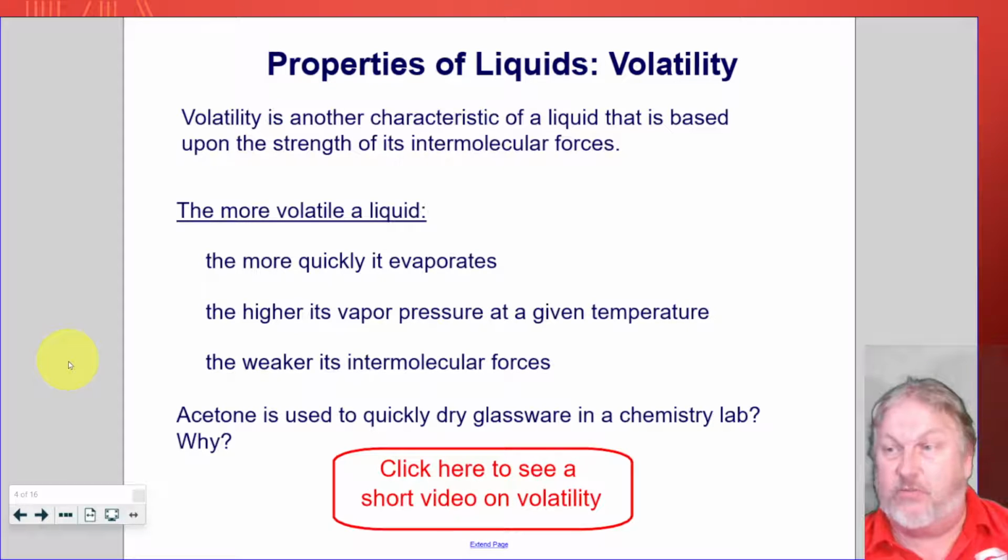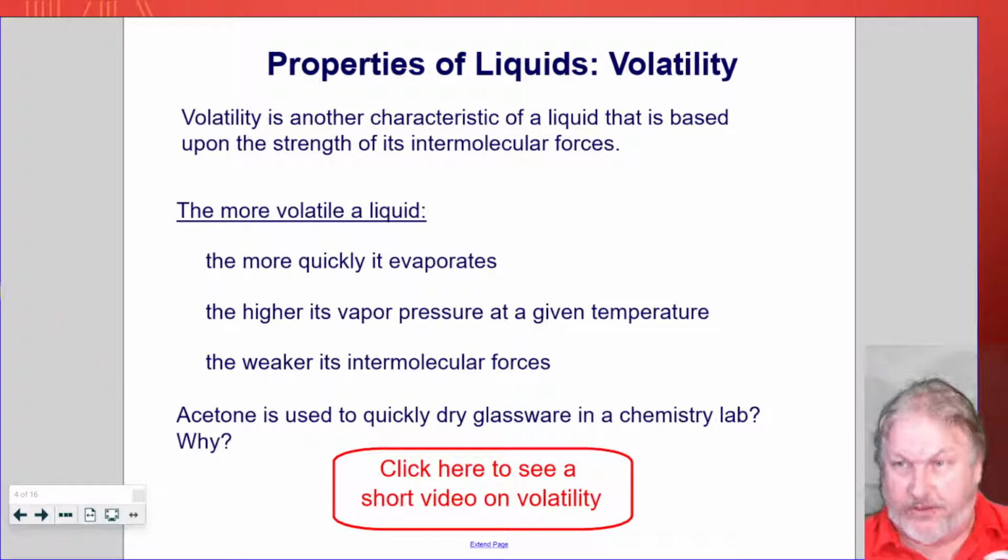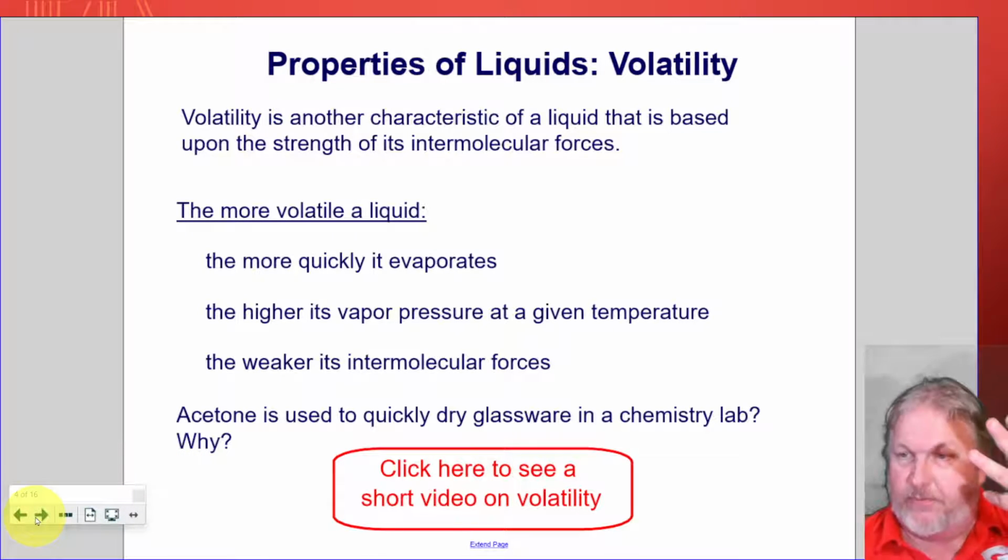Now, we'll use acetone to dry glassware in a chemistry lab. What do you think instead of water? Well, it's much more volatile than water. It will evaporate very quickly. All right, which is why we use acetone. Have you ever used fingernail polish remover?